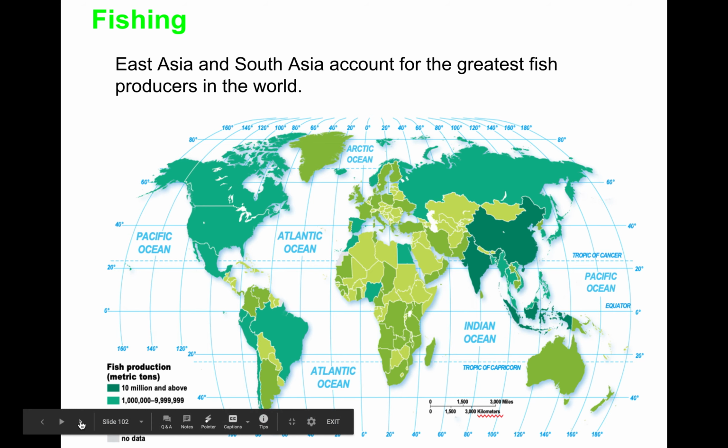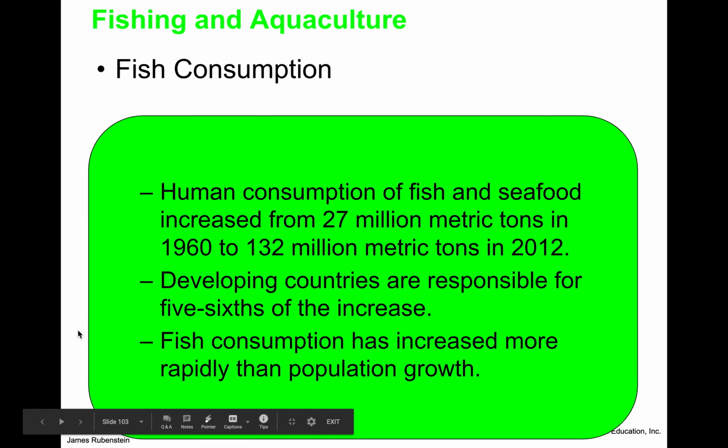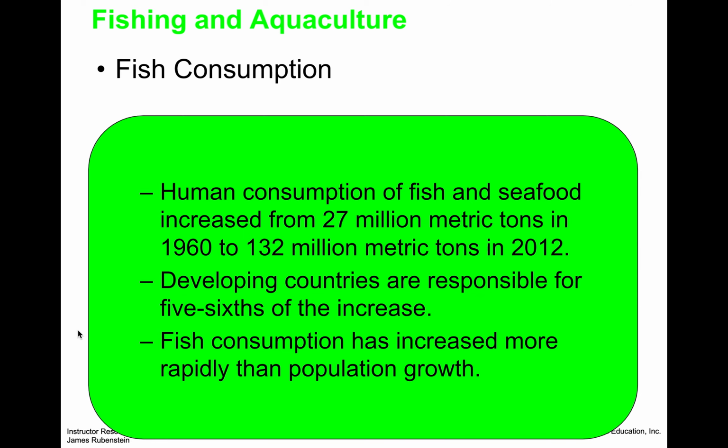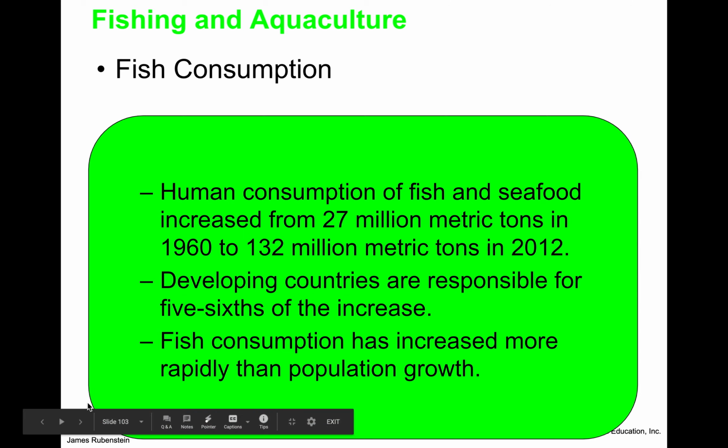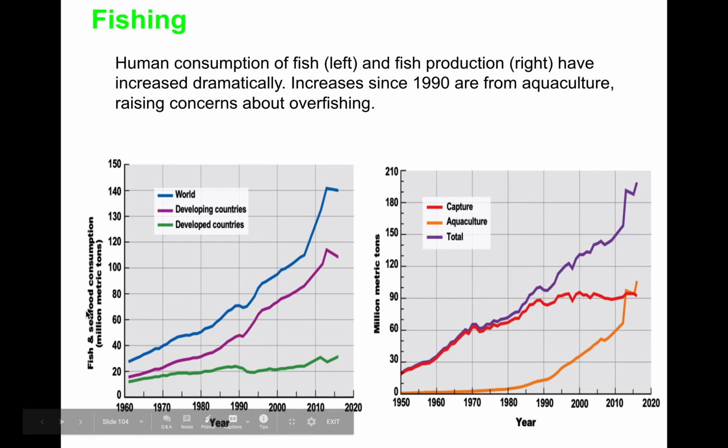Fish consumption: 132 million metric tons in 2012, but in 2016 it rose to 141 million metric tons. And fish consumption has grown more rapidly than population growth. We can see human consumption of fish on the left and production on the right, so we can see production hasn't kept pace with growth of population, and it's also led to overfishing.